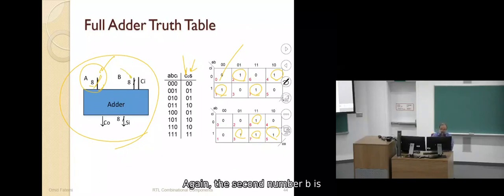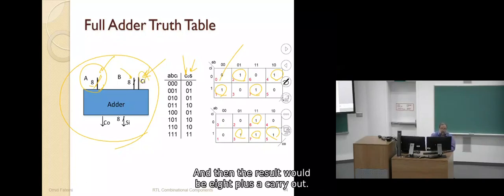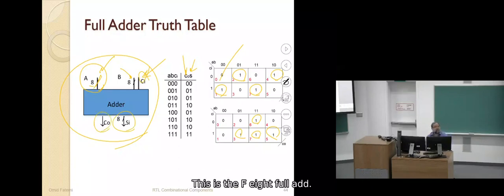Again, the second number B is also 8 bits, and we have a carry in. So we use a carry in here because later you could see that we would like to cascade them. But for the first addition, we don't need this carry. It is 0 because we don't have anything before that. And then the result would be 8-bit plus a carry out. So this is the full adder, 8-bit full adder.